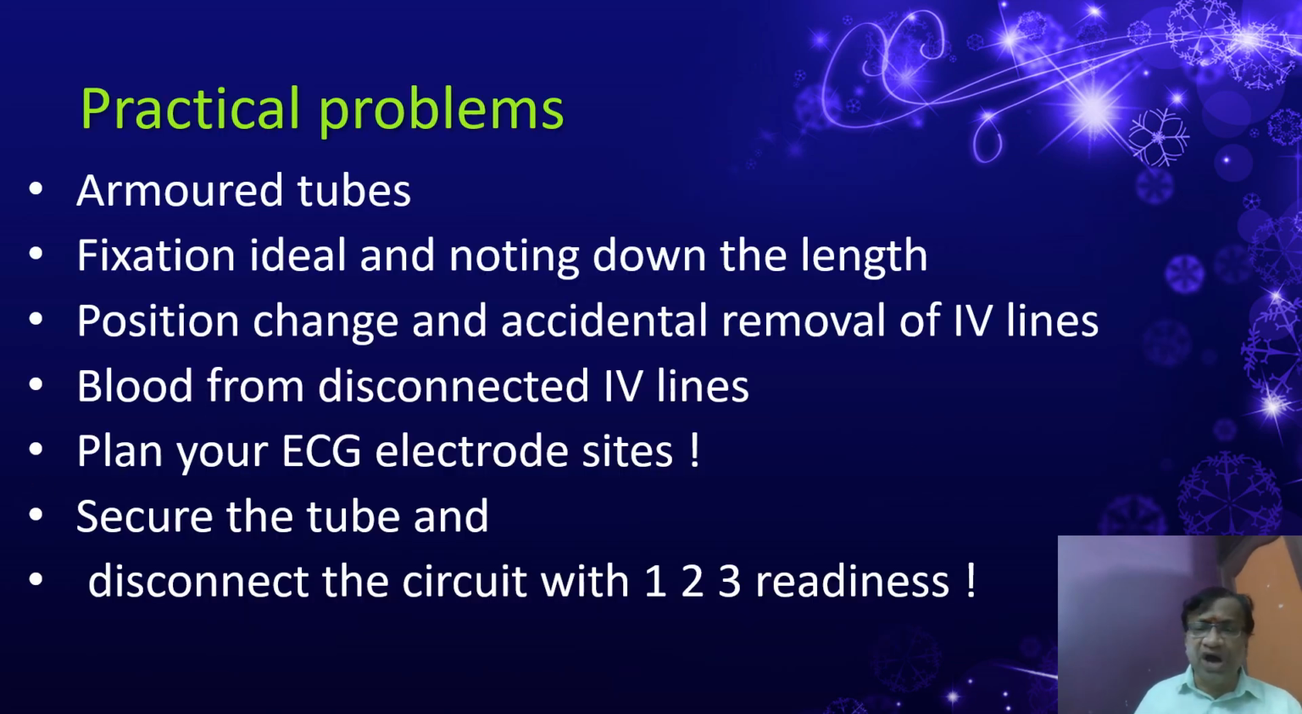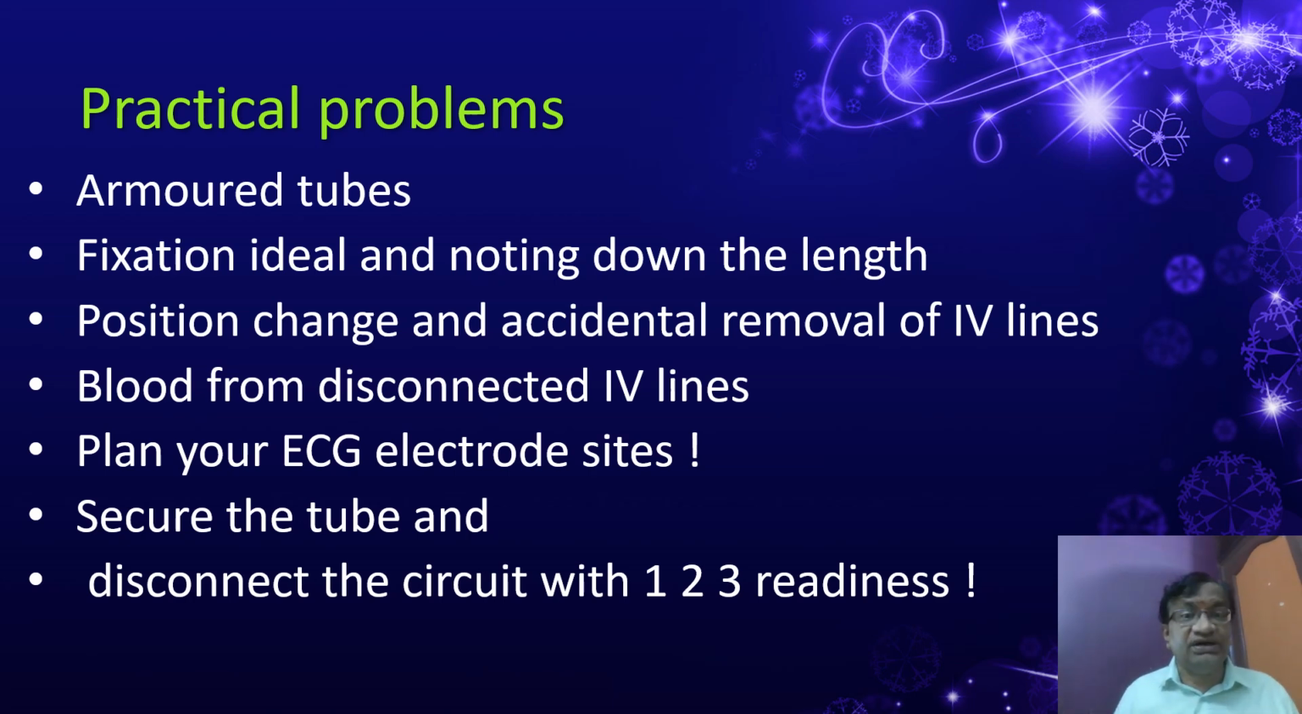The people will use armored tubes. Fixation is very ideal as soon as possible, because the position always changes. Fix the tube properly, gauge the length, memorize the length. Position change can cause accidental removal of IV lines. Blood from disconnected IV lines will be pouring, another 20 ml.